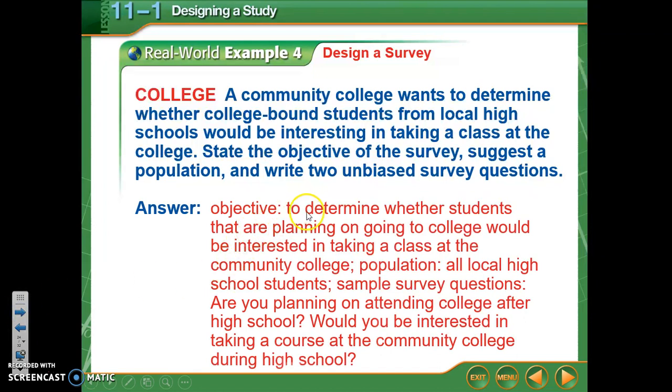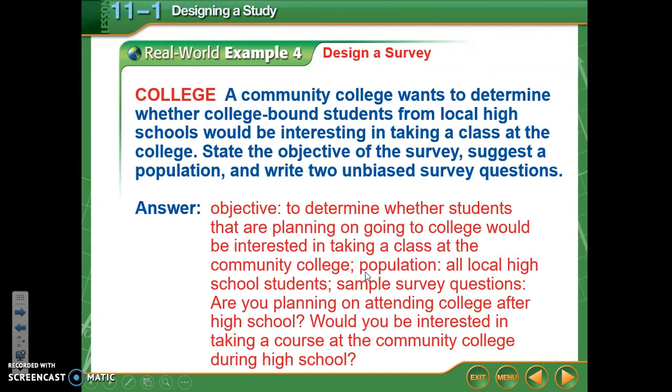So our objective here is to determine whether students that are planning on going to college would be interested in taking a class at the community college. That's the purpose or the objective of the study. My population, which they're showing me here, is all local high school students, and they're interested in all of the local high school students in their area. They probably wouldn't be able to talk to all of them, so they would choose a sample.